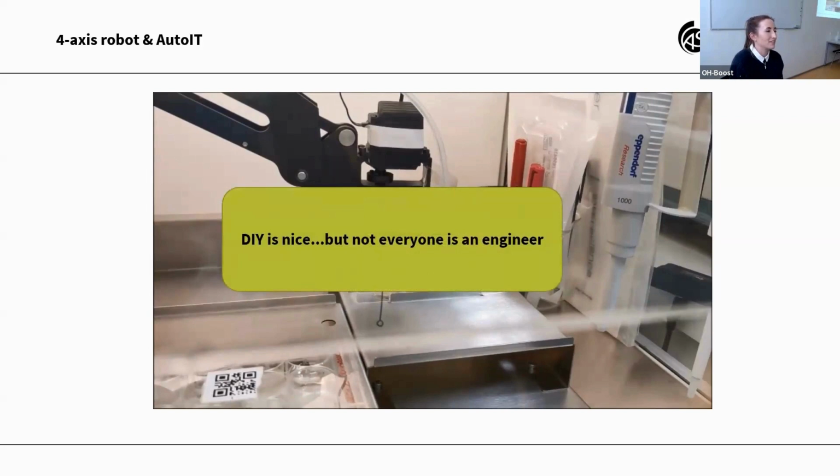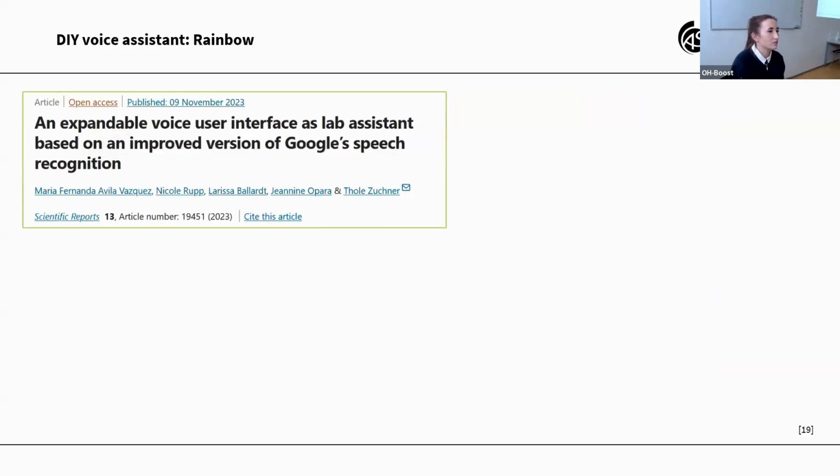Now you might think that DIY is nice and cool, but not every one of us is an engineer. And yes, you're right. I also mentioned before that lab automation can be very complicated. We sometimes need programming skills, and that is why there are also assistants in the lab: on the one hand, commercially available systems, and on the other side, also DIY. We also did, for example, a voice lab assistant. It's called Rainbow, and it can assist you and your colleagues in the lab.